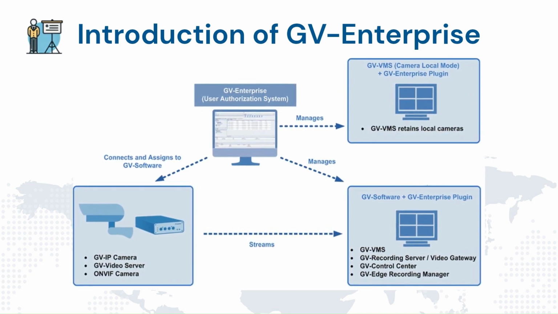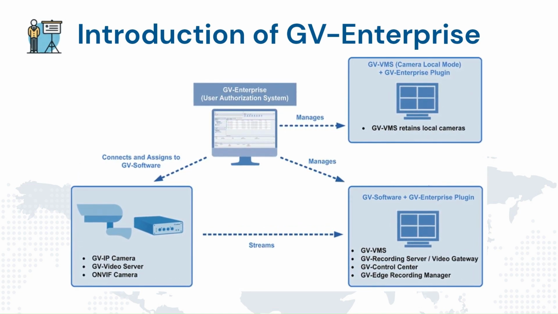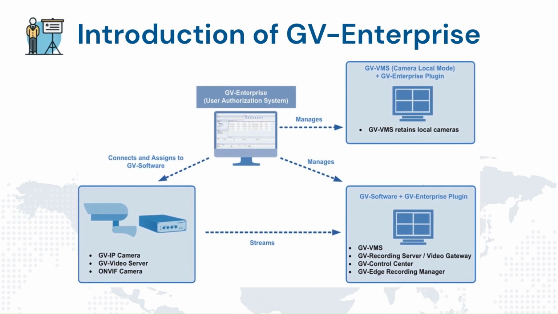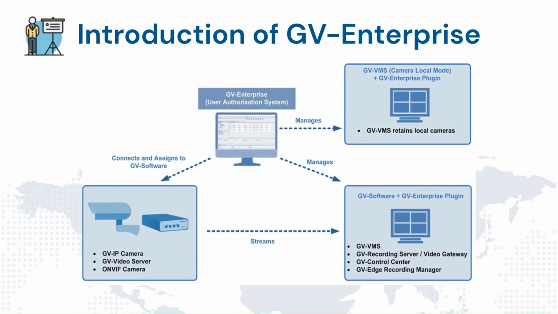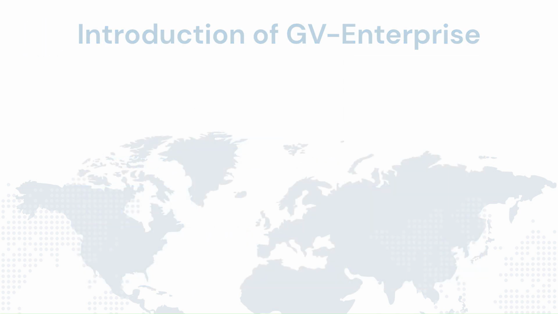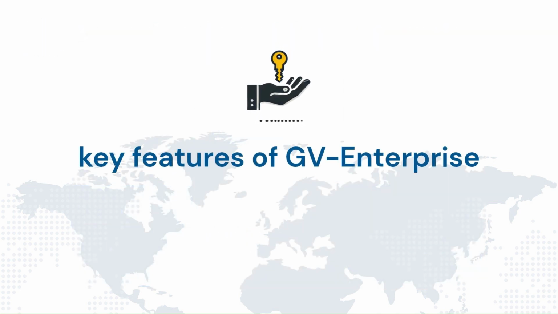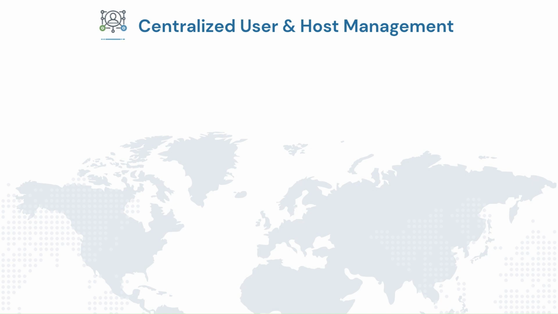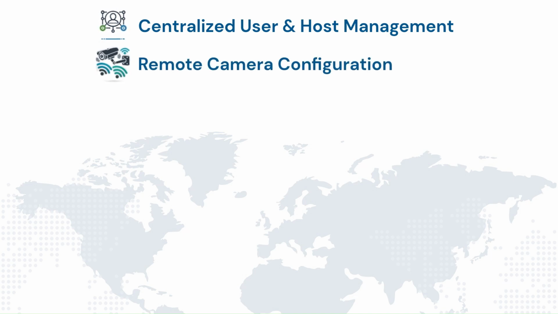This system empowers users to create accounts with customizable access levels, assign cameras, upgrade software and firmware in batches, modify camera settings, and more. Key features of GV Enterprise: centralized user and host management. Easily manage user access and assign IP cameras to GV software from one platform. Remote camera configuration. Configure and adjust cameras remotely without on-site visits.